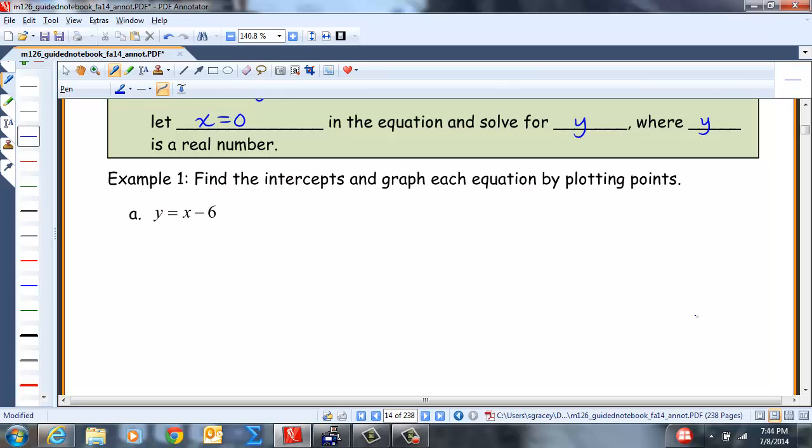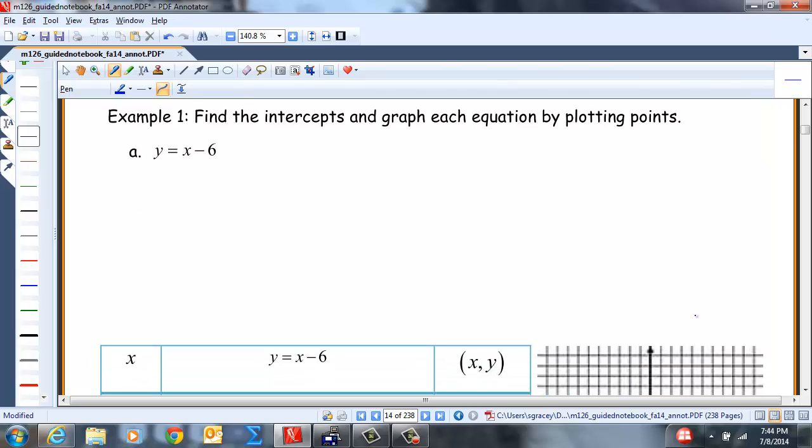Find the intercepts and then graph each equation by plotting points. So here we are. The x-intercept, if any, will be when y is 0. So I'll go ahead and show what I'm plugging in 0 for. We would let y equal 0. And when we solve for x, do you see we get 6 is x? So the ordered pair 6, 0 is the intercept.